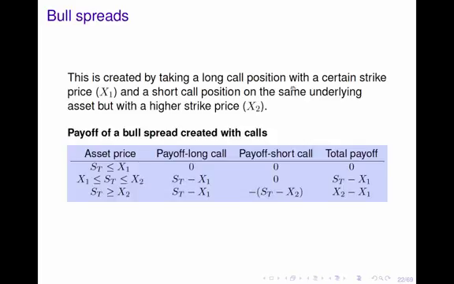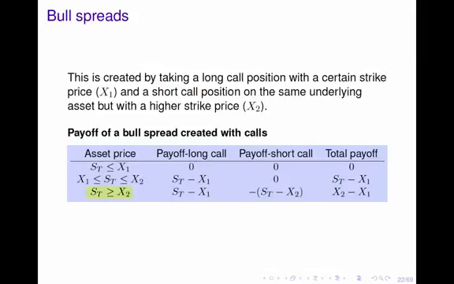Here's the payoff table of a bull spread created with calls. Let ST be the spot price of the underlying asset at the maturity time of the options. If ST is less than or equal to x1, the payoffs for both the long position of the x1 strike call and the short position of the x2 strike call are 0. Therefore, the total payoff of the strategy is 0. If ST is in between x1 and x2, then the x1 strike call will be exercised with payoff ST minus x1. But the payoff for the short position of the x2 strike call remains 0, and hence the total payoff of this strategy is ST minus x1.